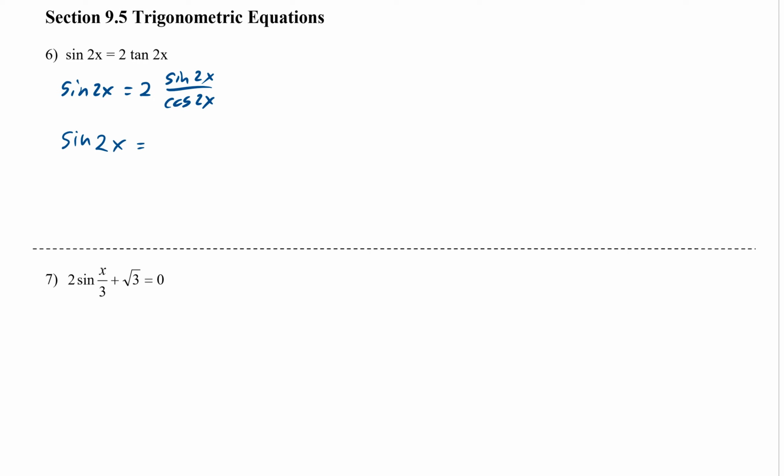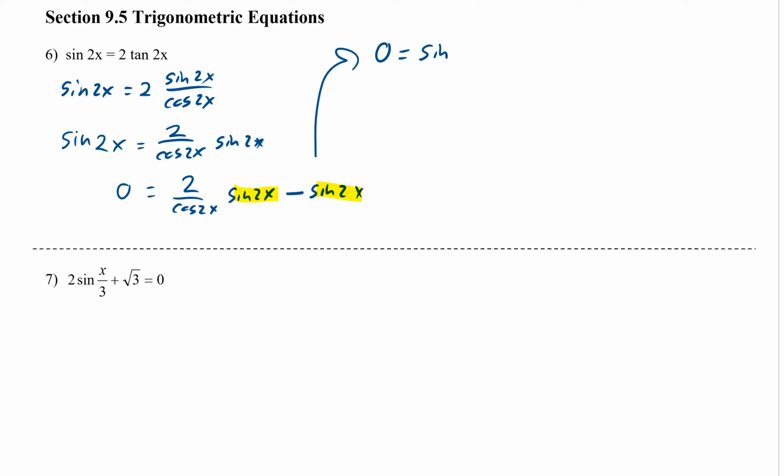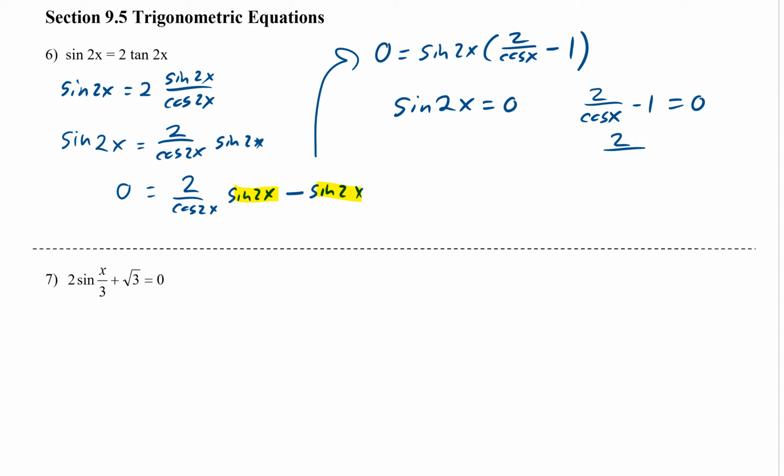So the trick is this. If you see that they both have a sine on each side, you can split them up like this. This is still the same thing. And then you now bring that one over. Now we have a common factor. So if we go 0 equals and we factor out that sine of 2x, we get this. And so now we can say sine of 2x equals 0, and 2 over cosine x minus 1 equals 0.